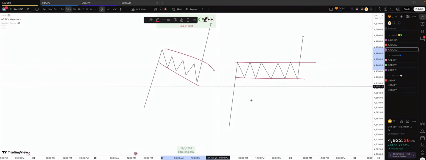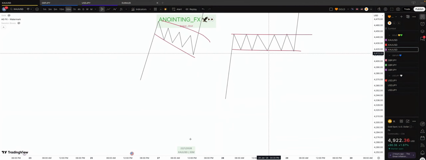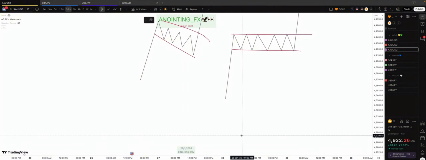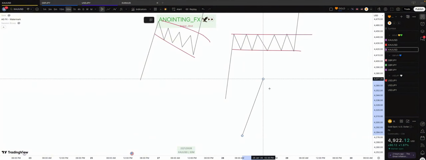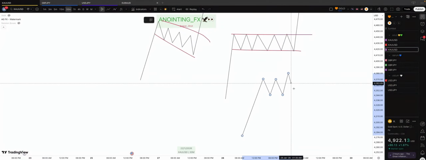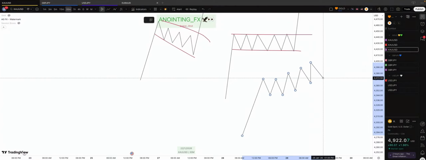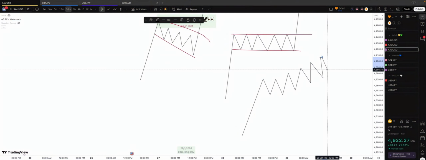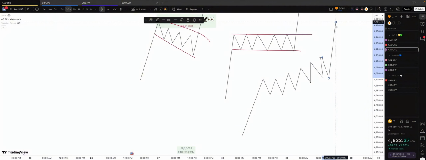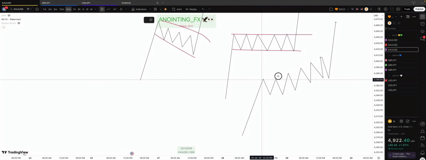There are so many ways price can create this form of impulsive movement and then create a correction. Price can continue to create a correction like this in an upside movement, and then finally break to the upside. This is also a correction in a sideways.